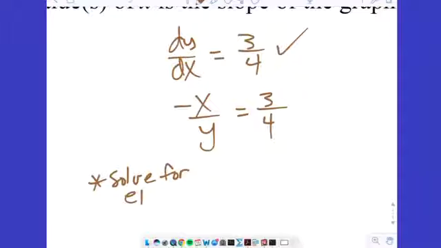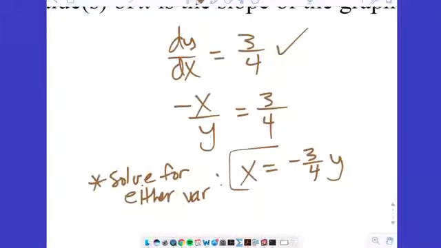It's going to be kind of like a substitution from Algebra 2. It doesn't matter which one you solve for. If you multiply both sides by negative y, you'll get negative 3/4 y. Or you could say y equals negative 4/3 x. It doesn't really matter. Just solve for one of the variables.